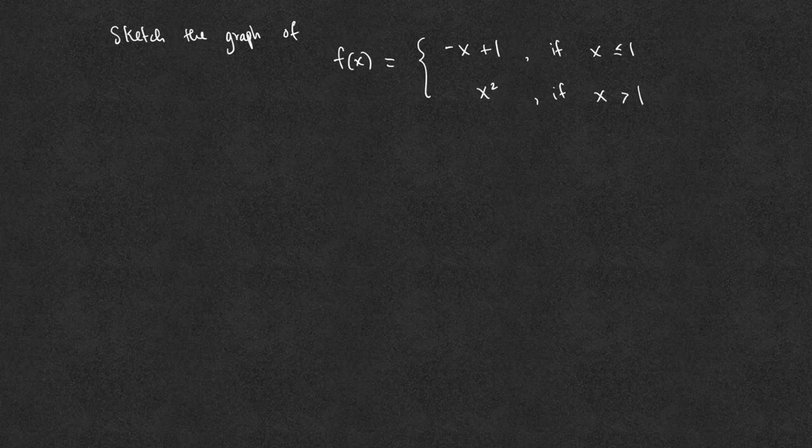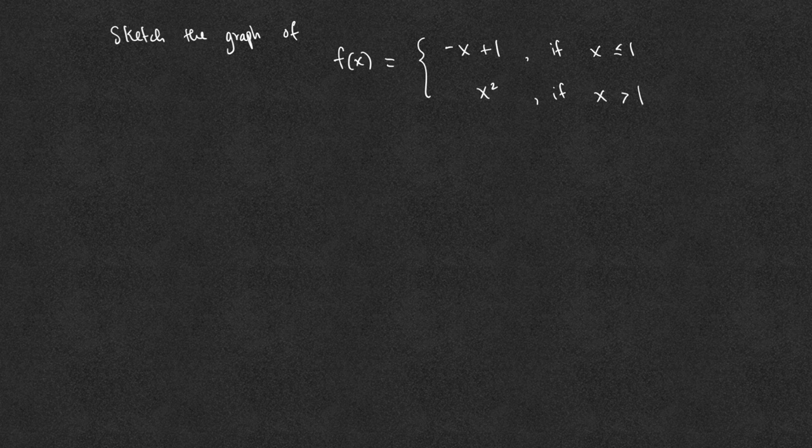Sketch the graph of the piecewise defined function f of x equals, the first piece is negative x plus 1 for x less than or equal to 1, and the second piece is x squared for x greater than 1. Each of the pieces has its own domain.